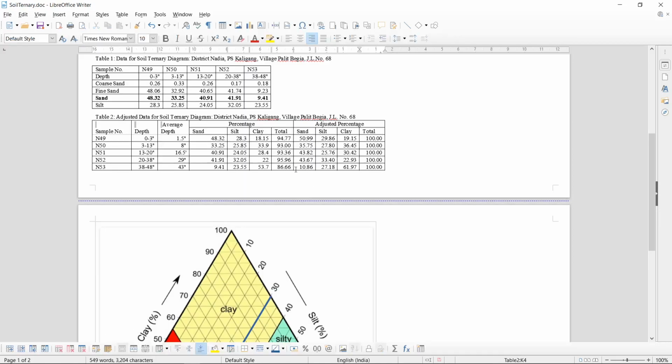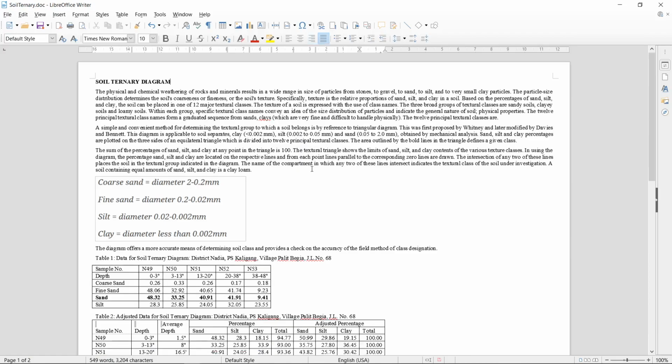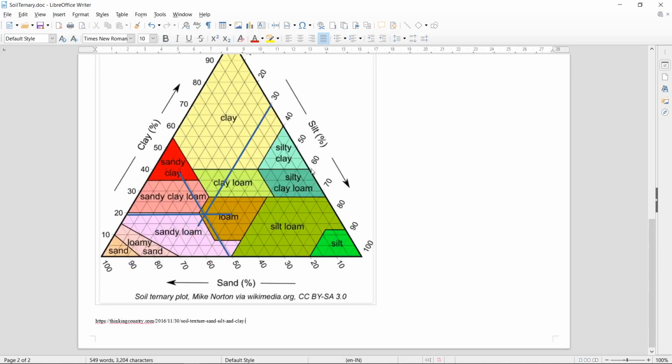If we see this deepest, this was at the surface, the deepest sample has about 10% or 11 percent of sand, 27 percent of silt and about 62 percent of clay. So 11 percent of sand. Let's go to 11 percent of sand, that comes to around a line like this approximately.